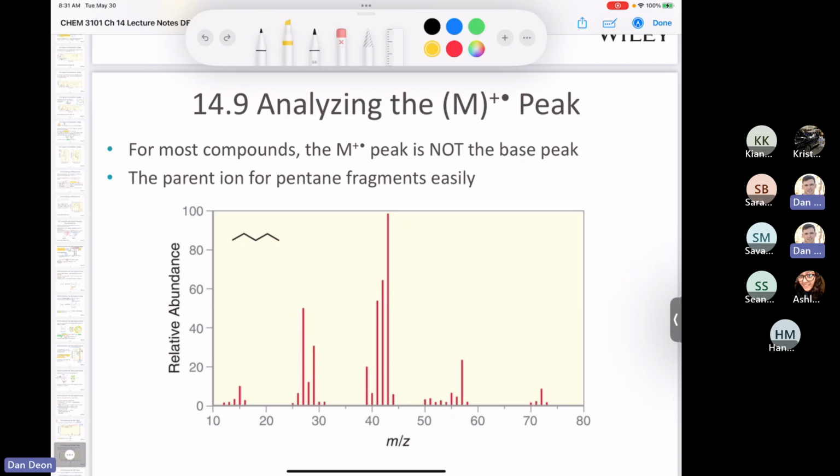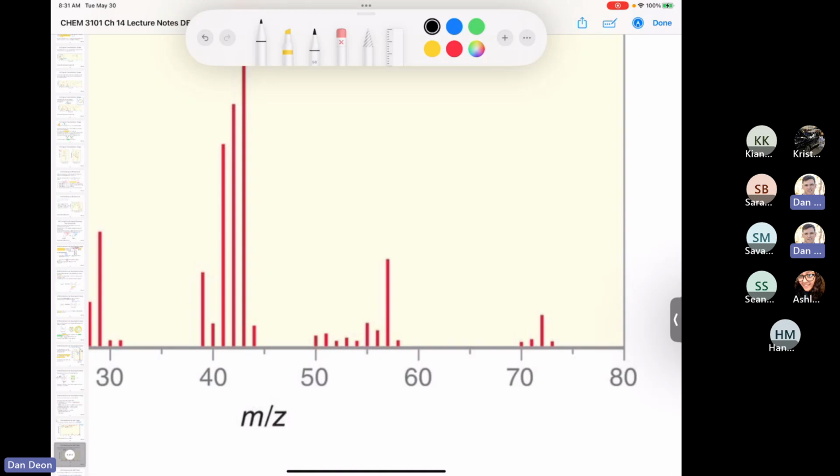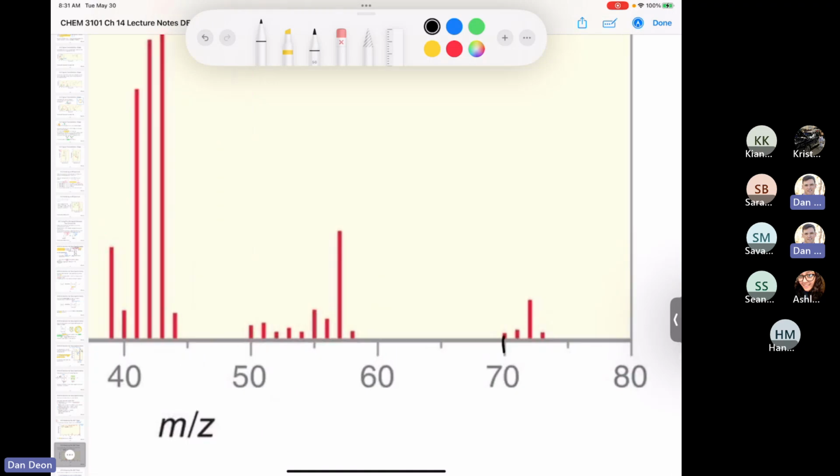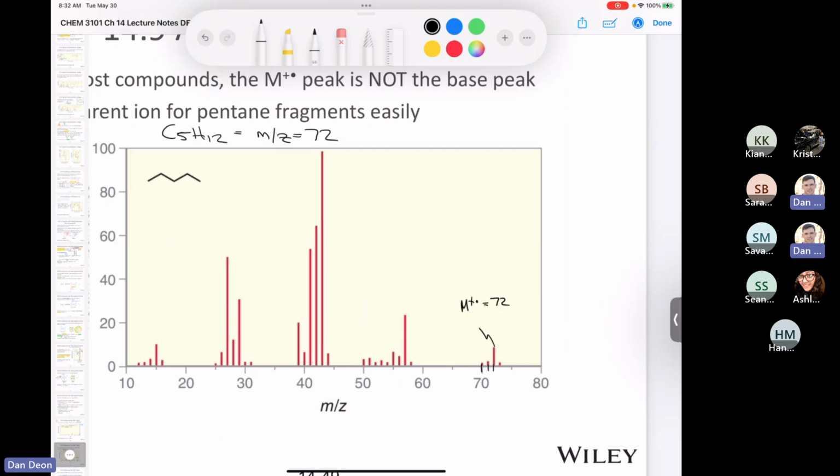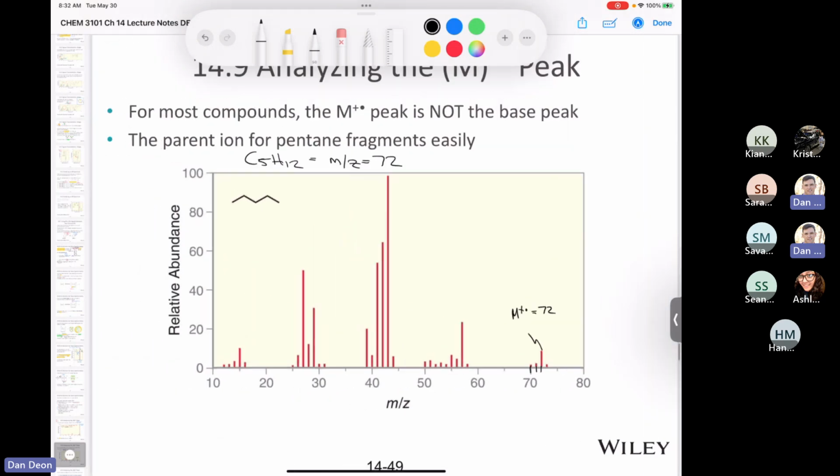So this is pentane, and we already determined earlier on that pentane is C5H12, so this has a mass over charge that would be equal to 72. And if you look for the molecular ion, we have 70, 71, 72. So there's the parent, which has a mass over charge equal to 72. But you can see it's definitely not the base peak, is it?